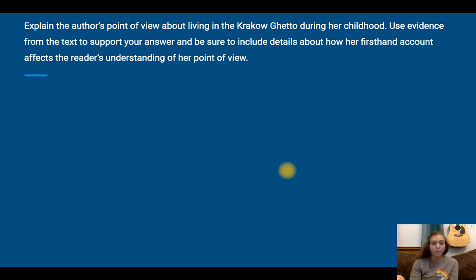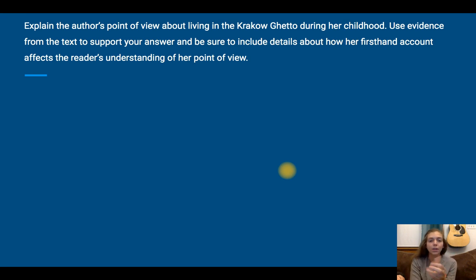Explain the author's point of view about living in the Krakow ghetto during her childhood. Use evidence from the text to support your answer, and be sure to include details about how her first-hand account affects the reader's understanding of her point of view. So this is a very LEAP-like prompt. It's not just a question. It'll never be just a question. You'll have all of these different little things that you have to pay attention to.